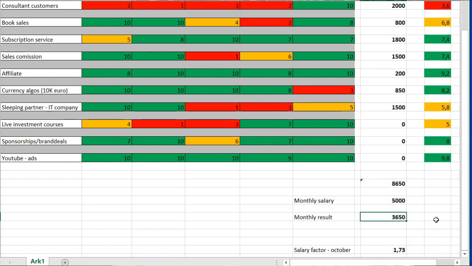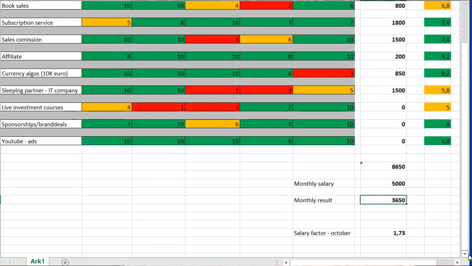That leaves my surplus at the end of October here. It could vary a bit because some of these numbers could get a bit higher before the end of October. There are a couple of days left, but the monthly result should be around $3,650 in surplus that I can reinvest. And I will show you in some later videos how I am reinvesting it. So I'm looking forward to that. That leaves me with a salary factor here of 1.73.